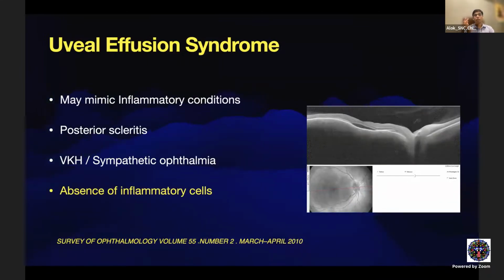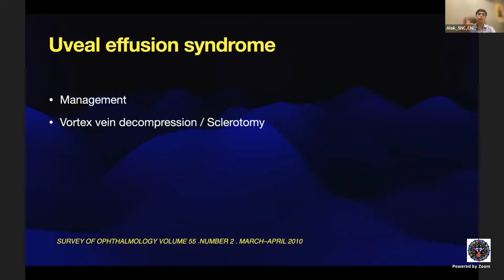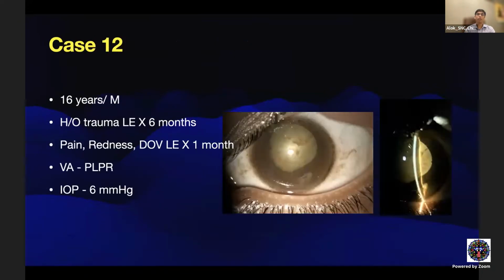The syndrome can mimic inflammatory conditions like VKH, and see the OCT picture of a case of VKH in the slide, or posterior scleritis, or sometimes sympathetic ophthalmia. But absence of inflammatory cells and thickened sclera can give you a clue towards uveal effusion syndrome. The management is basically to decompress the vortex vein or sclerotomy, as we did in our case.